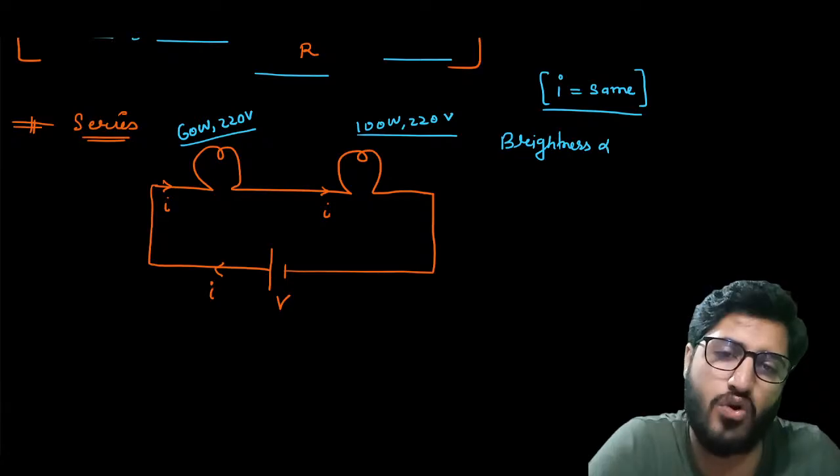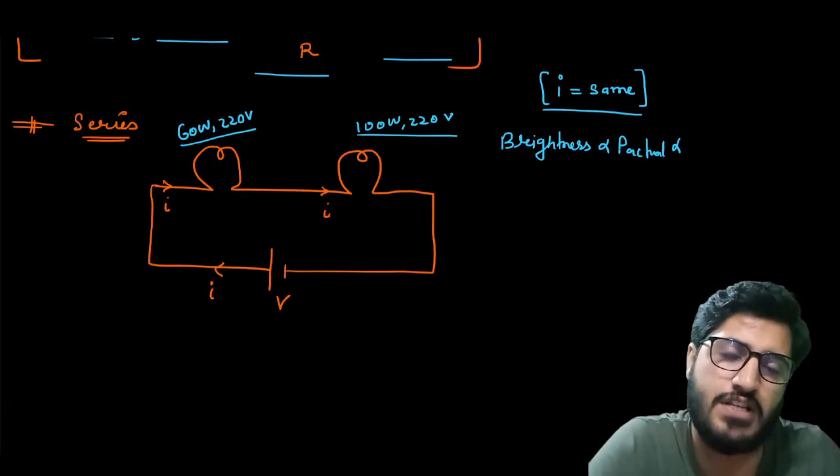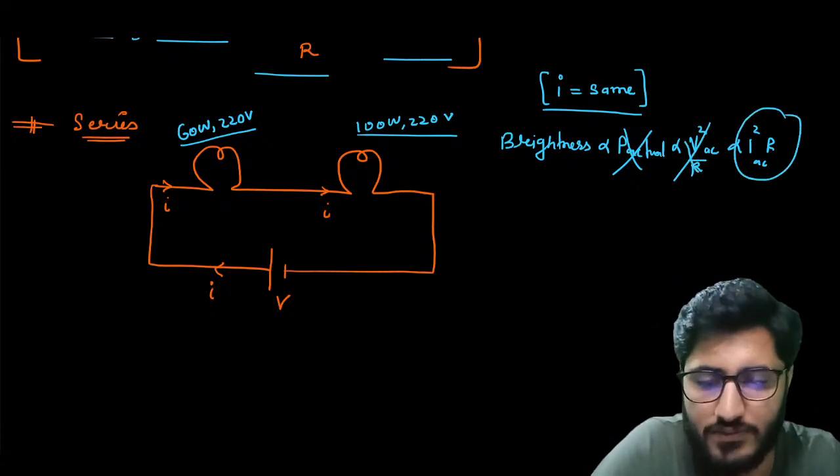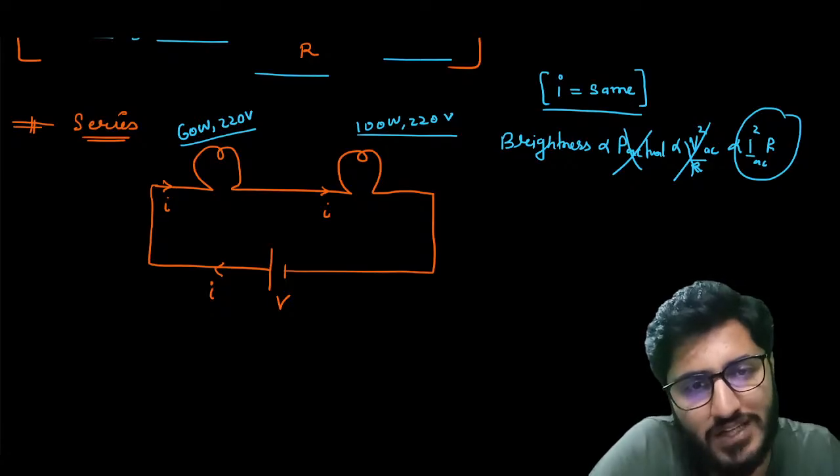Brightness is proportional to the actual power, which is proportional to V square by R actual, which is proportional to I square into R actual. So here, I guess there is no use of power or V. I can use this equation, no? Why? Because I square is common.